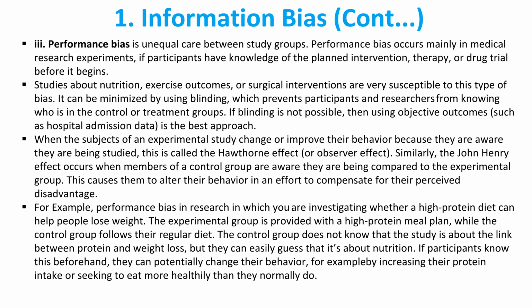For example, performance bias in research in which you are investigating whether a high-protein diet can help people lose weight. The experimental group is provided with a high-protein meal plan, while the control group follows their regular diet. The control group does not know that the study is about the link between protein and weight loss, but they can easily guess that it's about nutrition. If participants know this beforehand, they can potentially change their behavior, for example by increasing their protein intake or seeking to eat more healthily than they normally do.